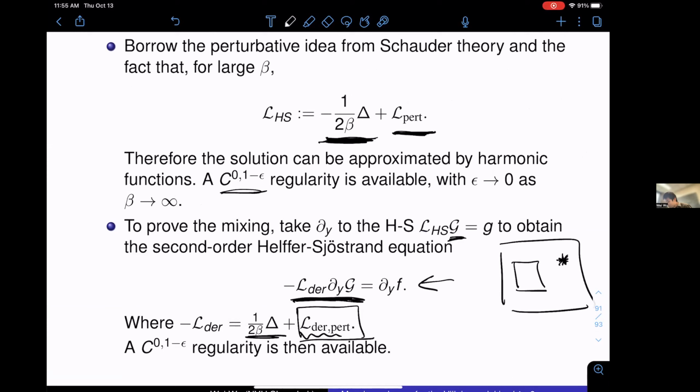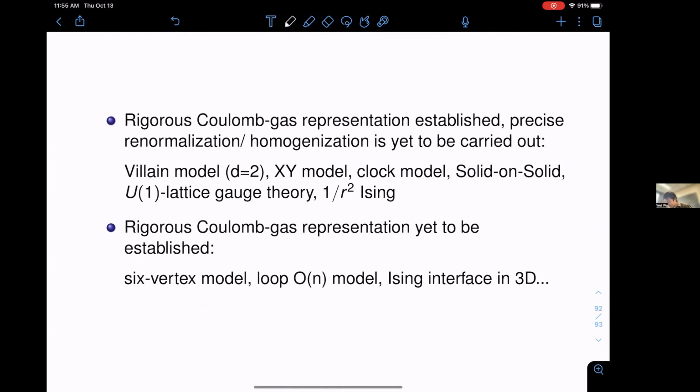Okay, so that's basically what I would want to say. Maybe I'll just leave the last slide. So there are plenty of open questions that we don't yet know how to do. And some of them are more reachable, right? For example, because the rigorous Coulomb gas representation has been established.